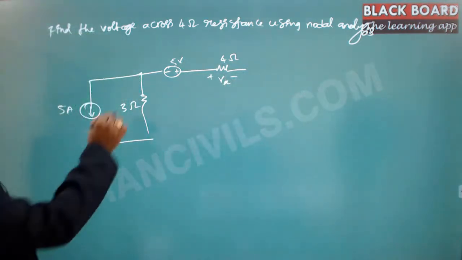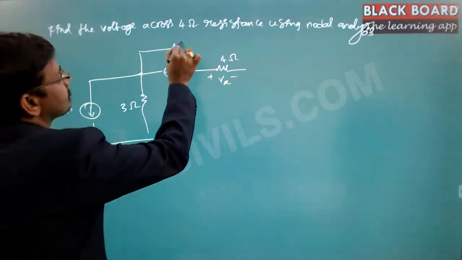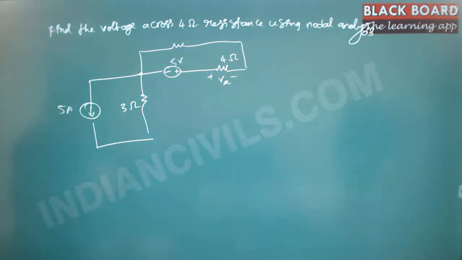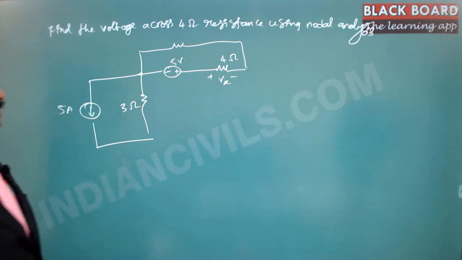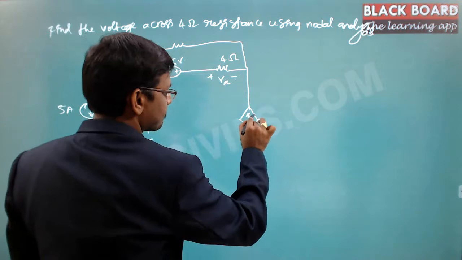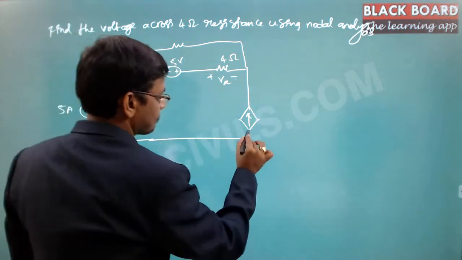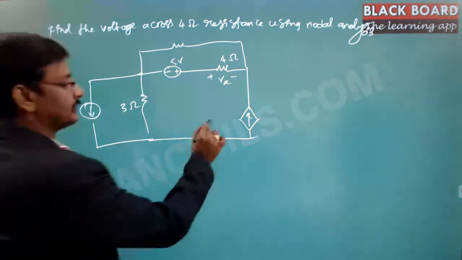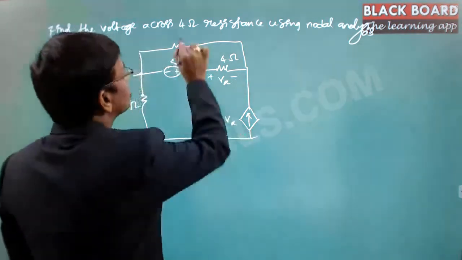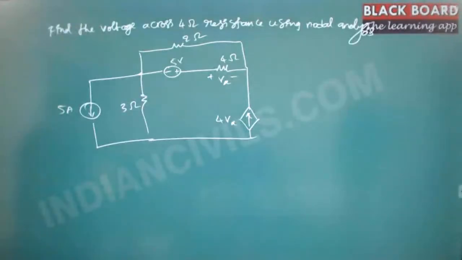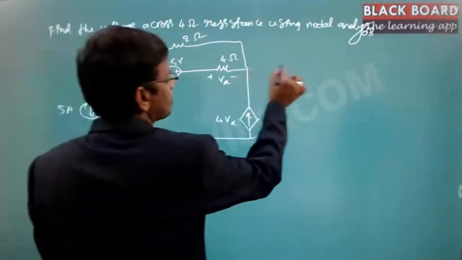There is a 2 ohms resistance at the top. And there is a current source upwards. So this current source is 4 times Vx. This is 2 ohms. And there is a 1 ohm resistance parallel to it.